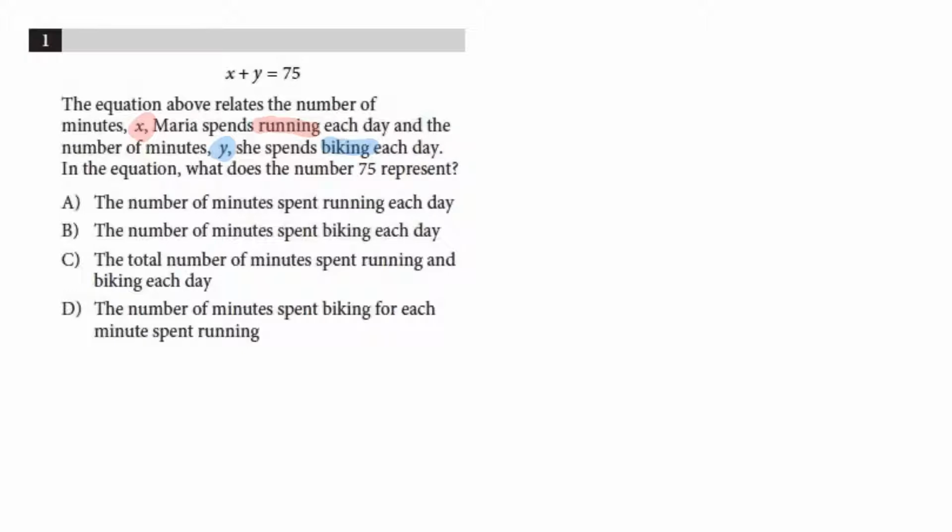A, the number of minutes spent running each day? No. B, the number of minutes spent biking each day? No, it's the sum of both activities. C, the total number of minutes spent running and biking each day. Yes, that's exactly what we were talking about. D, the number of minutes spent biking for each minute spent running. Not sure what they're getting at there, but C is our answer.